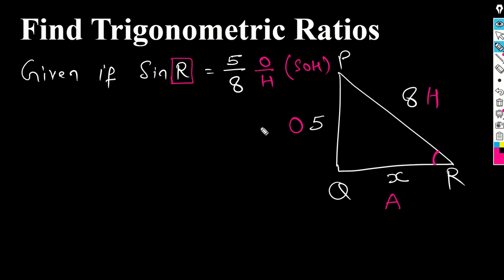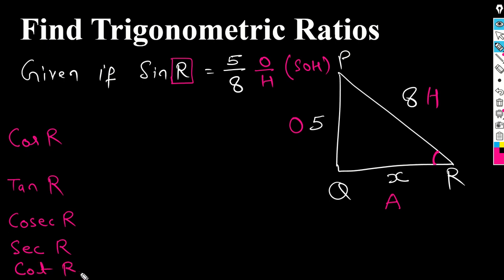Next you need to find all the trigonometric ratios for this. So you will have to find cos r, tan r, and similarly cosecant, secant r, and cot r. You will have to find all the trigonometric ratios. To do that, first you need to find the x, right?